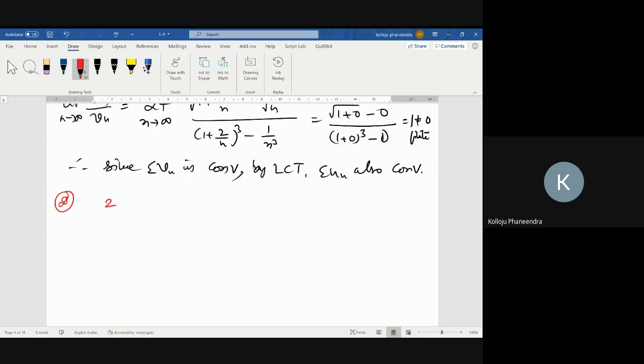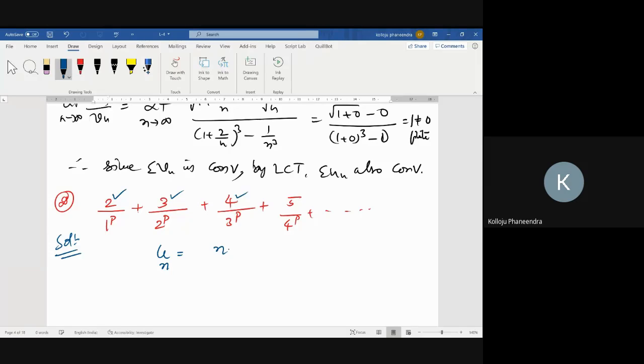2 by 1 power p plus 3 by 2 power p, 4 by 3 power p, 5 by 4 power p, and so on. Solution. What is the nth term? Un equal to, the starting term starts with 2. First term 2, second term 3, third term 4, like that. So n plus 1 by, first term 1 power p, 2 power p, and so on. Therefore, this is n power p.